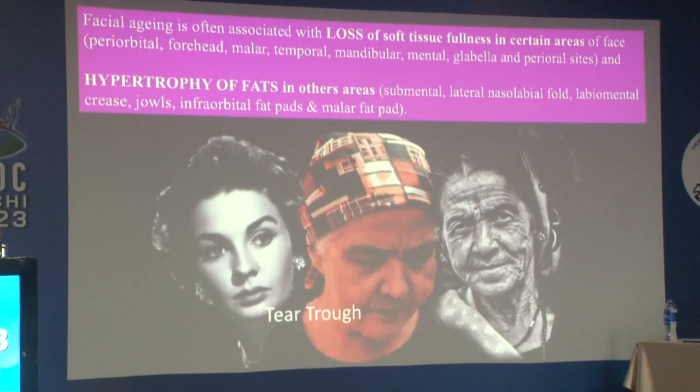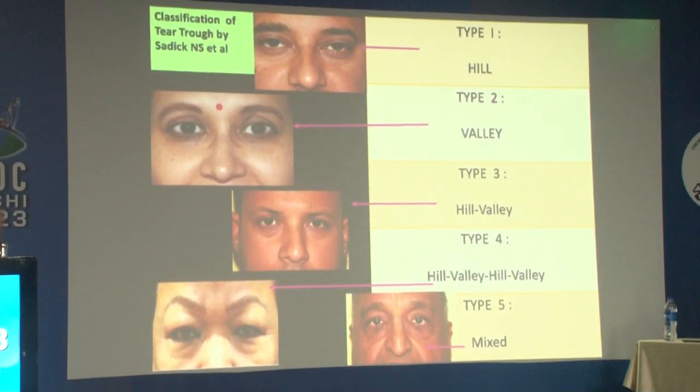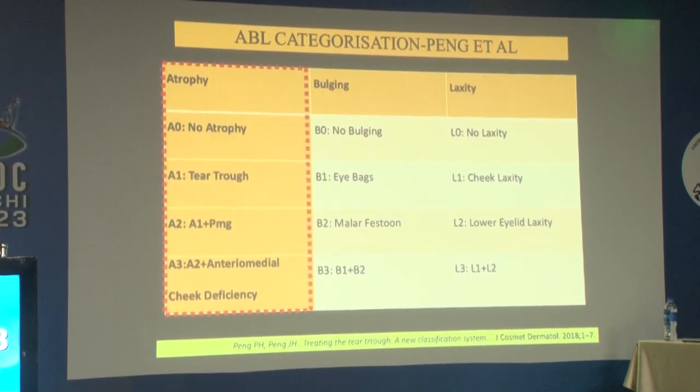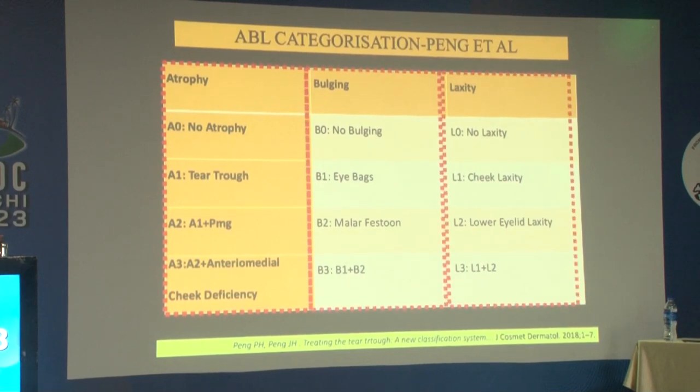And because of this loss and hypertrophy, there are different classifications regarding the different types of presentation in the periocular region, where the most simple one, type 1, is a hill where you have the fat, and type 2 is a valley, the trough. So these are different classifications that have come out, and this is what we follow, based on the atrophy changes that we see in the periorbital region, or the bulging changes or the laxity.